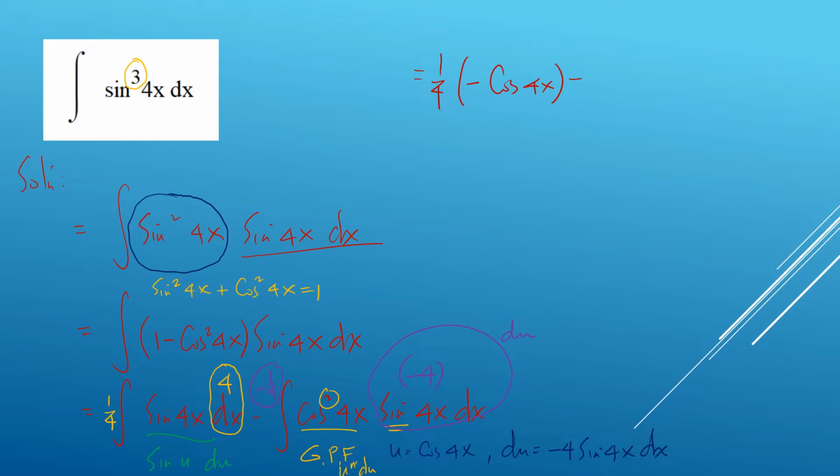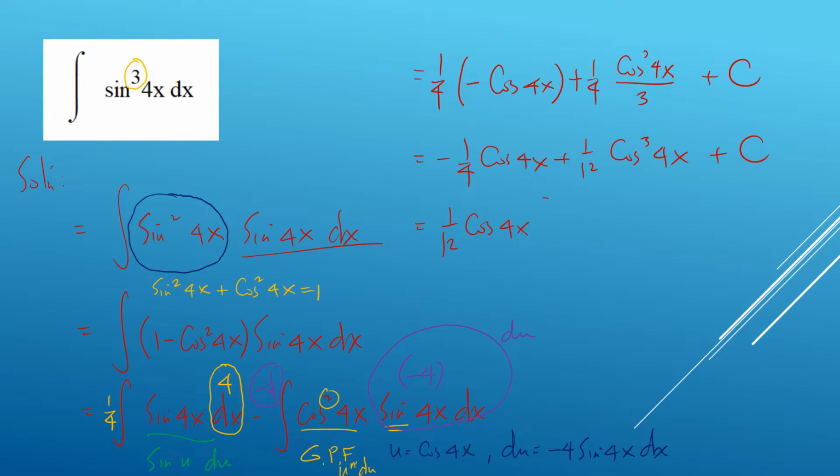So negative of negative 1/4 is positive 1/4, and u squared du becomes u cubed. But our u is cosine 4x, so it is cosine 4x to the power of 3 over 3 plus c. So we have negative 1/4 cosine of 4x plus 1 over 12 cosine cubed 4x plus c. We can simplify this by factoring 1 over 12 cosine of 4x.